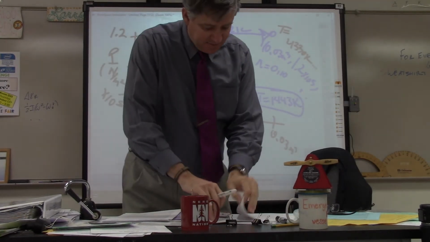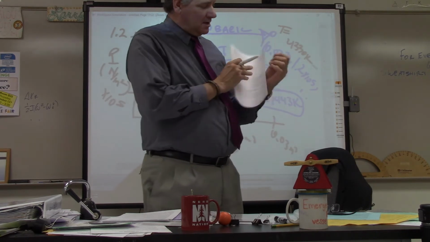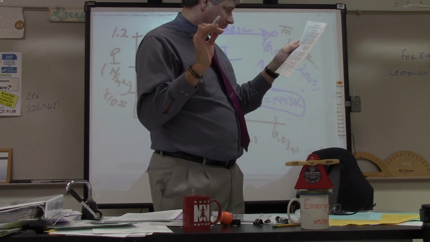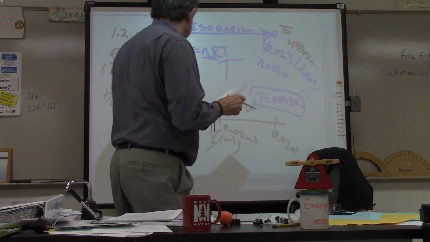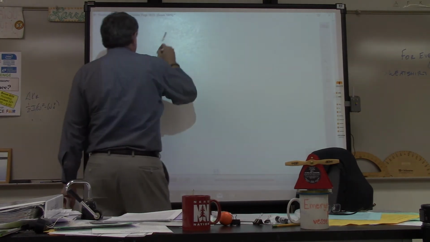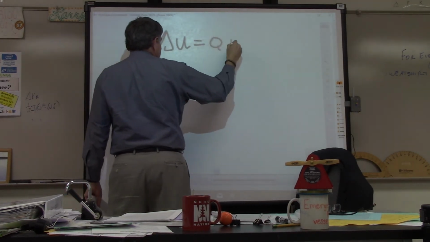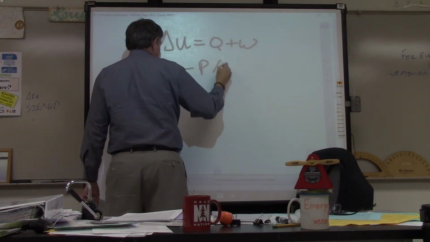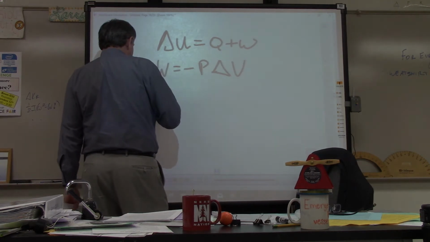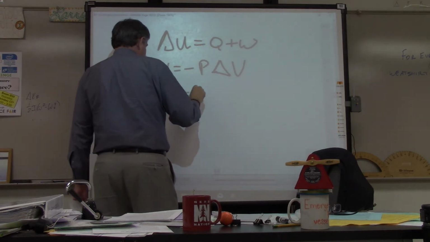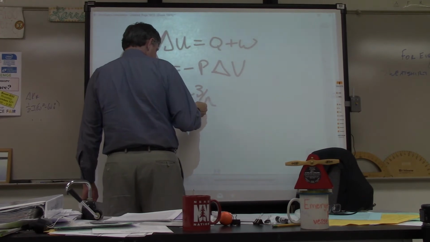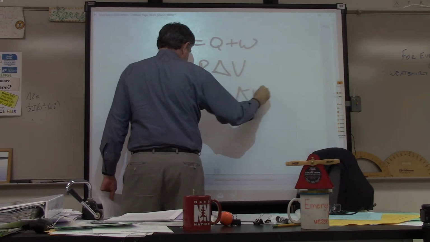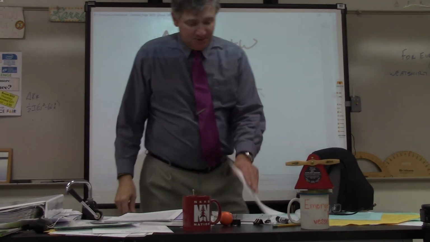Now, on the back side of this, I will give you these equations, okay? So on the back side, there's some very... where's it at? Oh, there it is. So you got delta U equals Q plus W, that's one. Work equals negative P delta V. And the other one is that delta U equals 3/2 nR delta T.